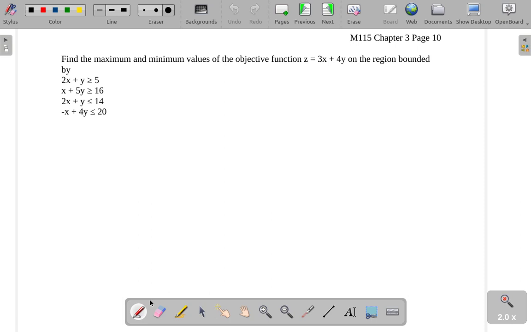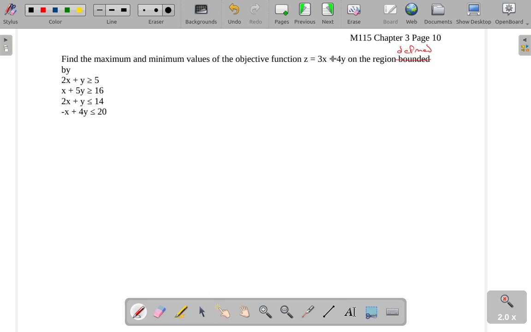Find the maximum and minimum values of the objective function z equals 3x plus 4y on the region defined by, maybe I shouldn't say bounded by, let's say defined by. I don't know if this is a bounded or an unbounded region. In any case, we have 4 inequalities here, and we're saying that they define a particular region.